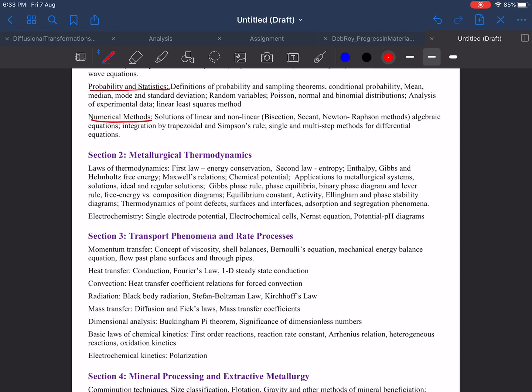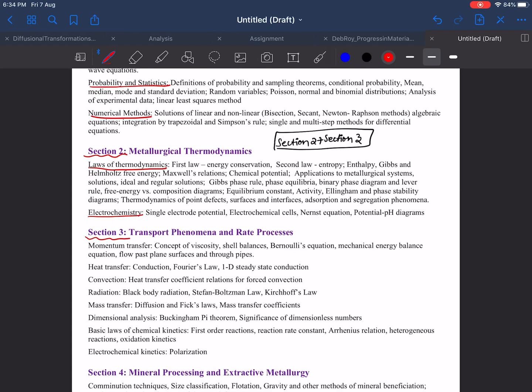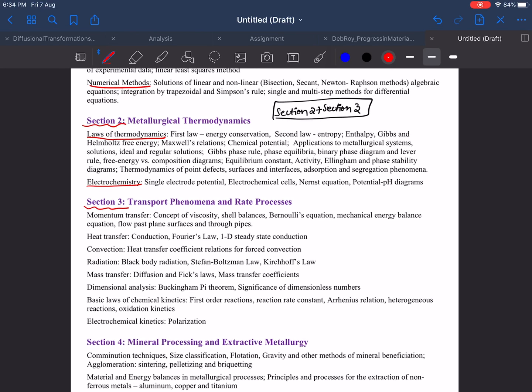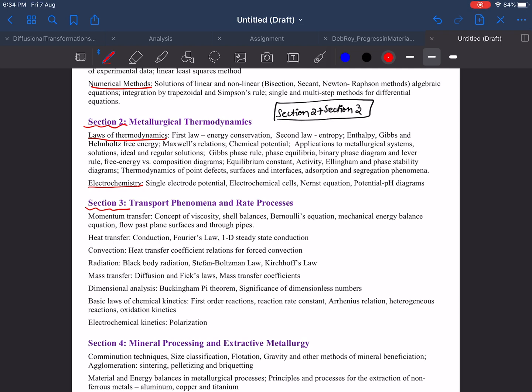Basically, what they did is they split this whole part. Metallurgical thermodynamics and rate process used to be the previous part, but now they have split it into these two. Section 2 plus section 3 used to be the same previously, but now they have neatly separated them. As you can see, laws of thermodynamics is there, and in that the topics you have to cover, and electrochemistry, these two parts you have to cover under metallurgical thermodynamics. Everything is the same: first law, second law, third law, solutions, G versus X curves, Gibbs phase rule. They have just bifurcated the syllabus, even in electrochemistry.